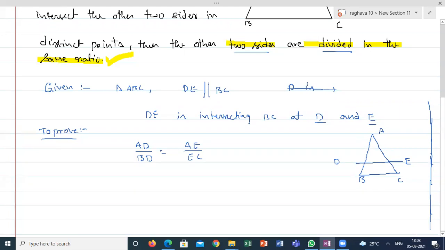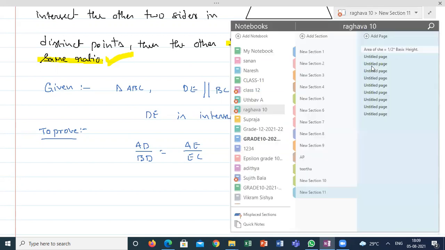That means AC is divided into two parts. AD is one part and DB is the other part. The ratio of these two pieces will be exactly equal to the ratio of the other two pieces. That is the reason it is dividing in the same ratio, that is, same proportion. This is what I have to prove here. For certain proofs we require some constructions, that means we divide the diagram into multiple diagrams to understand. So I'm going to write the proof on the next page.